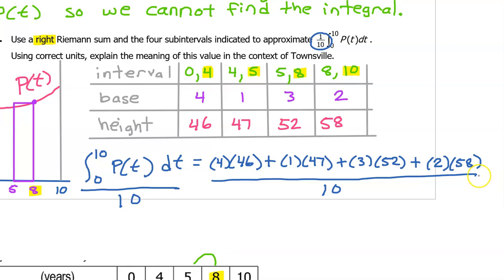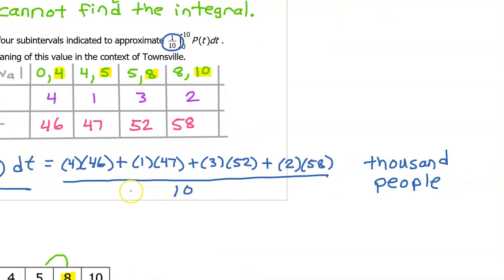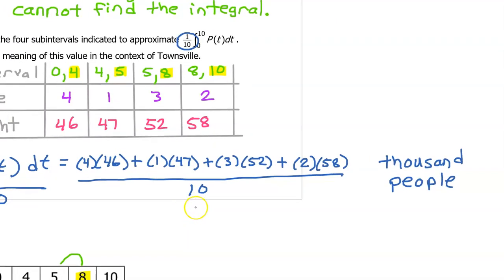So now we just need the units. The average value is not a rate. It's just the average amount. It's the average number. In this case, it's the average number of people. So the units will be in thousands of people, since our numbers from the chart were measured in thousands, but it's just a number of people.